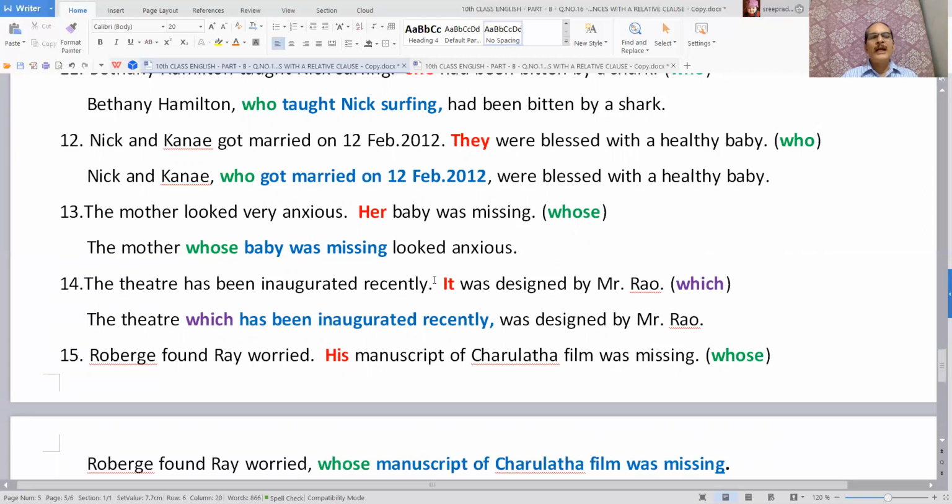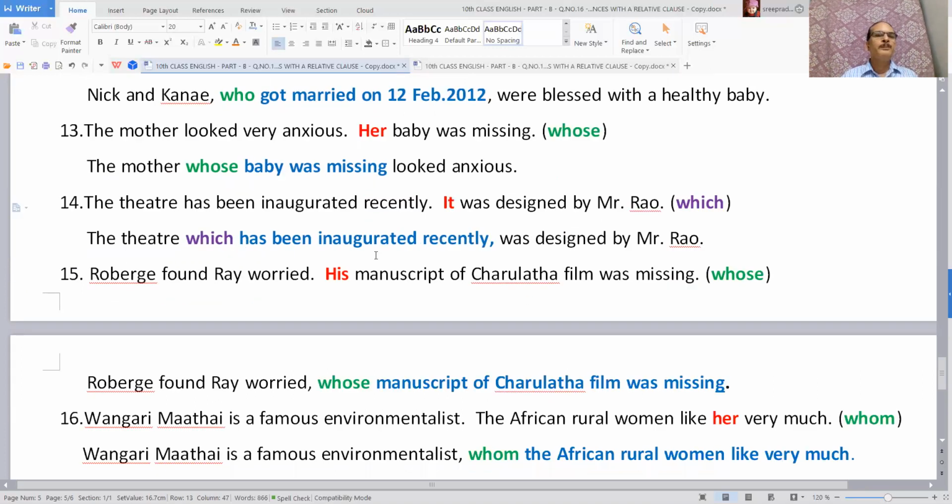So, we have to add some extra information, essential information. We have to define what that theater is, what kind of theater it is. So, the theater which has been inaugurated recently. In place of it, we have used which here to refer to, because theater is something or a place. So, the theater which has been inaugurated recently was designed by Mr. Rao.